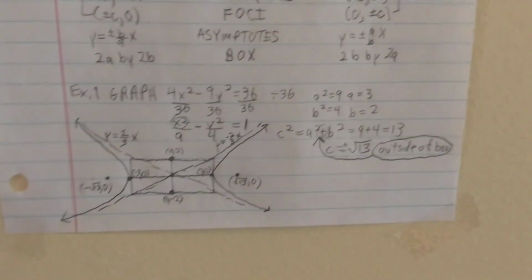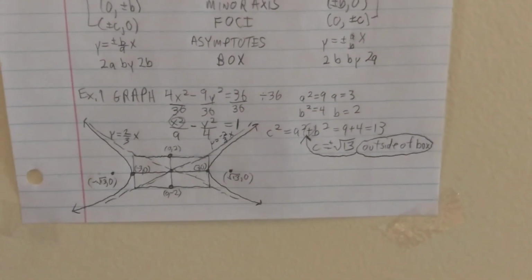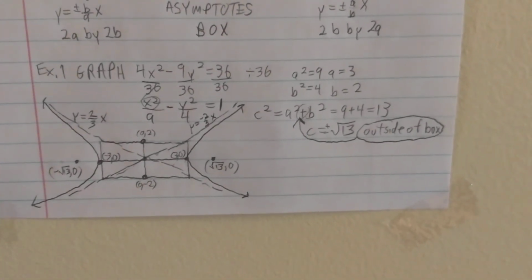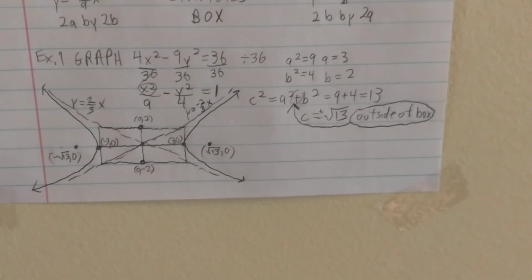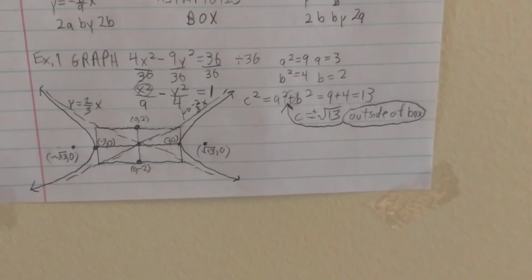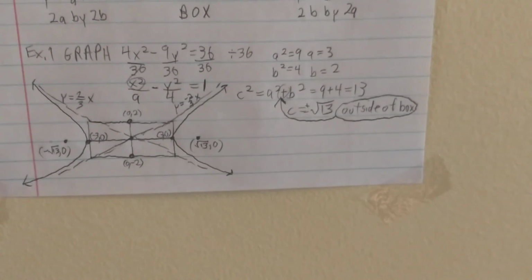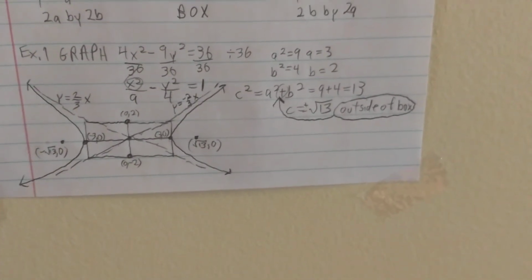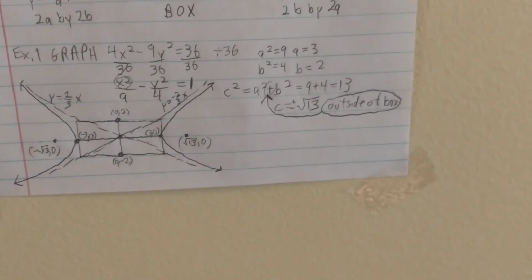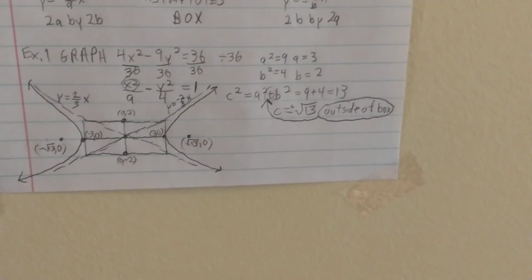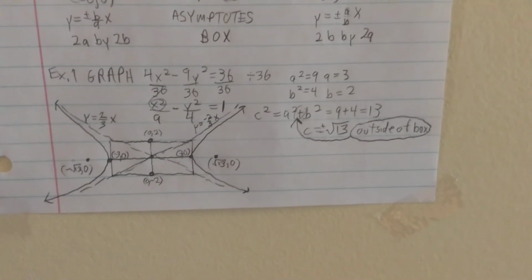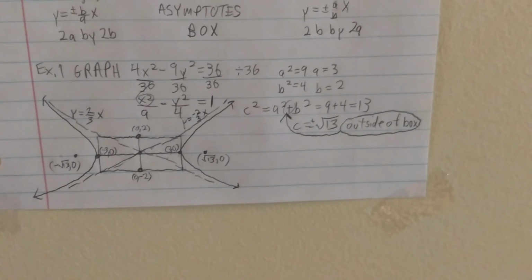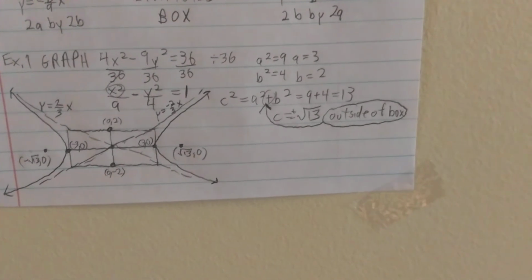Now let's do a horizontal. So we would start out with 4x squared minus 9y squared equals 36, and we want you to graph this. So we always have to have an equal 1, so we divide by what's after the equal. Divide everything by 36, we end up with 4 over 36 is 1 over 9, and 9 over 36 is 1 over 4. So our simplified equation is x squared over 9 minus y squared over 4 equals 1.